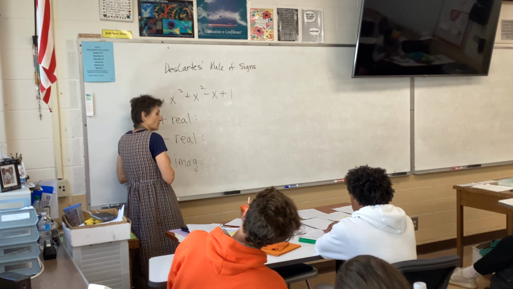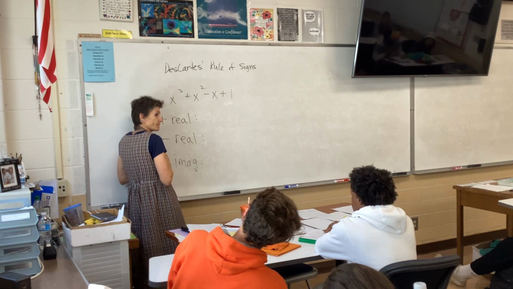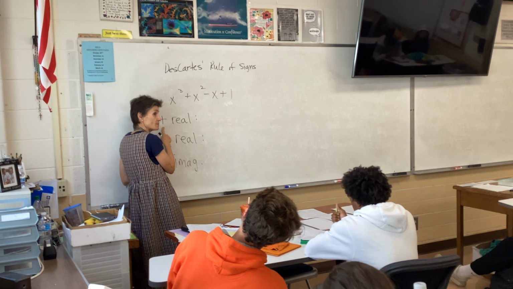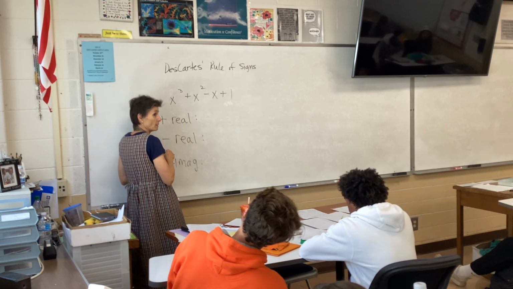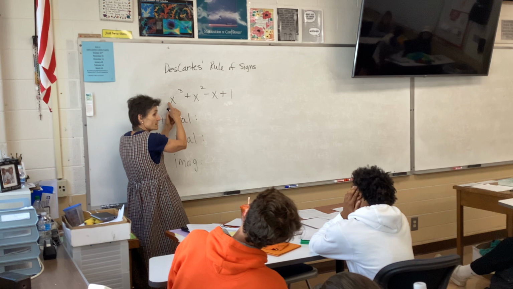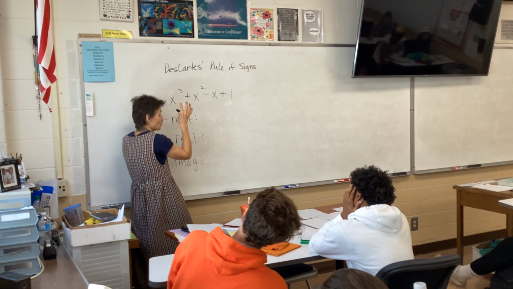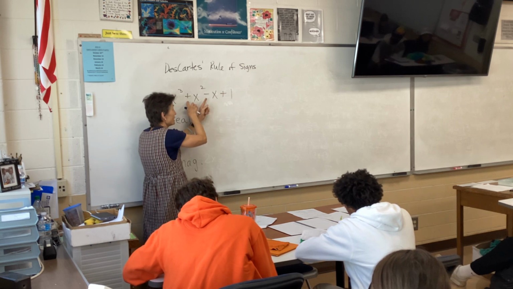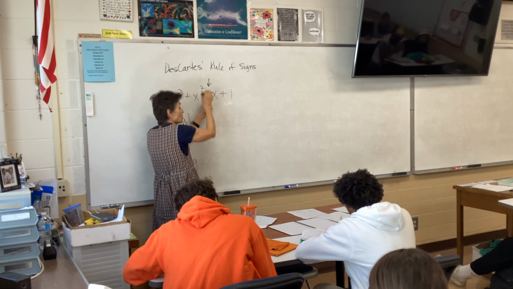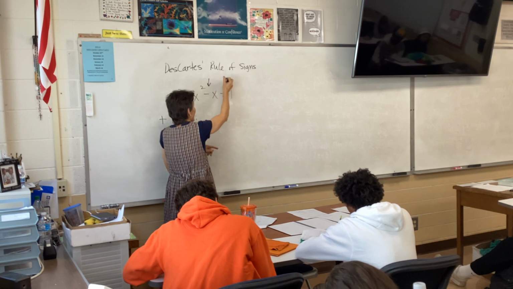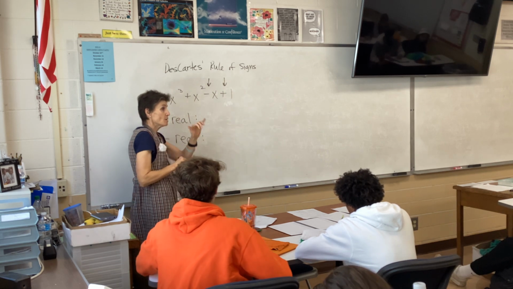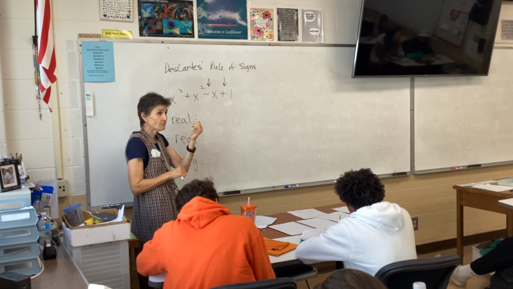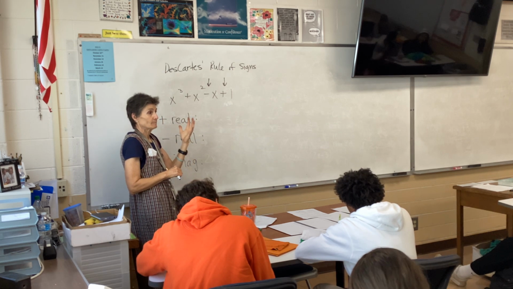Who remembers how it works? The number of sign changes. Exactly. In the original problem, when you're doing positives, you just look at the original problem. Notice positive, I'm talking about the actual signs in the problem. Positive, positive, negative, so there's a change. And then back to positive, so there's another change. So the terms flip-flop back and forth from positive to negative twice.